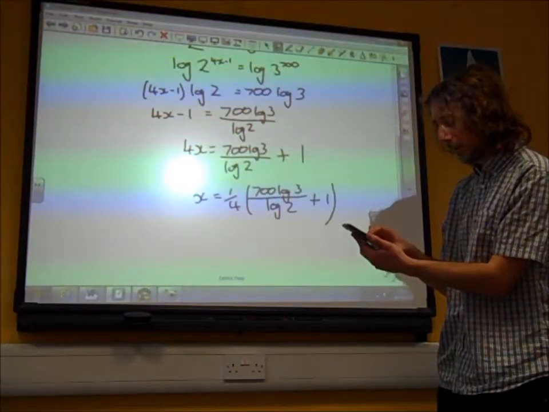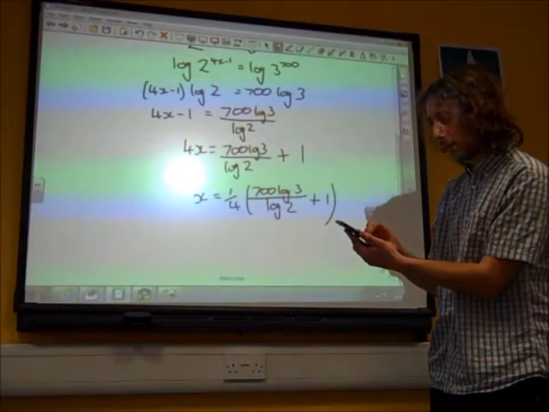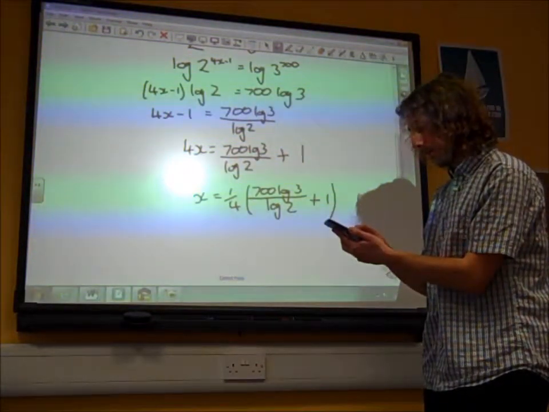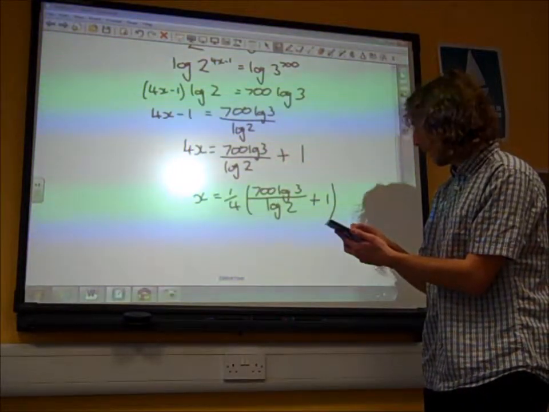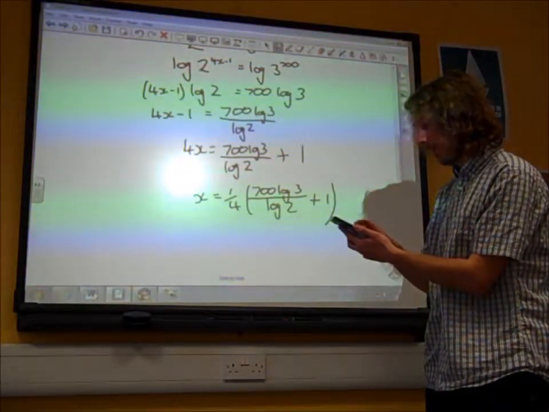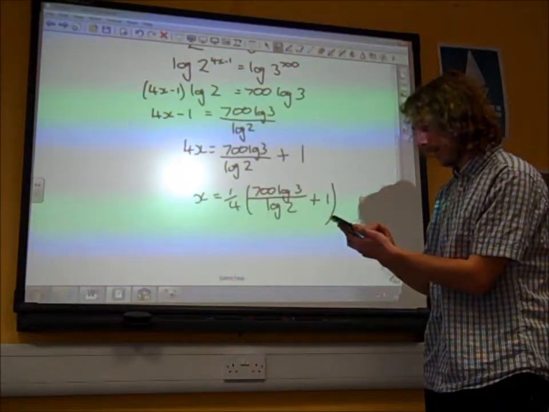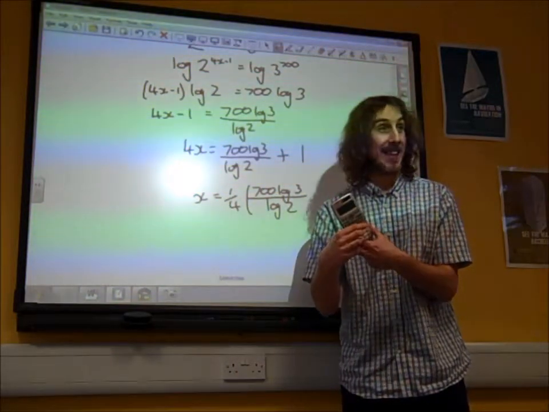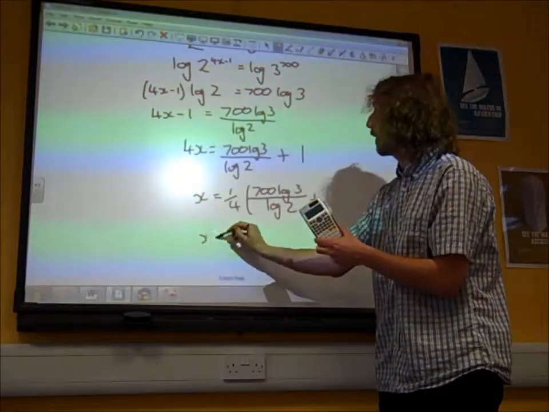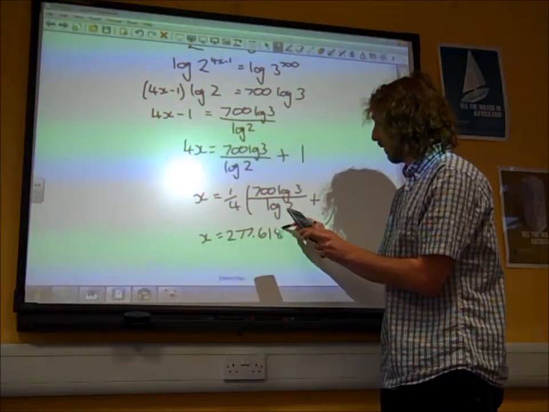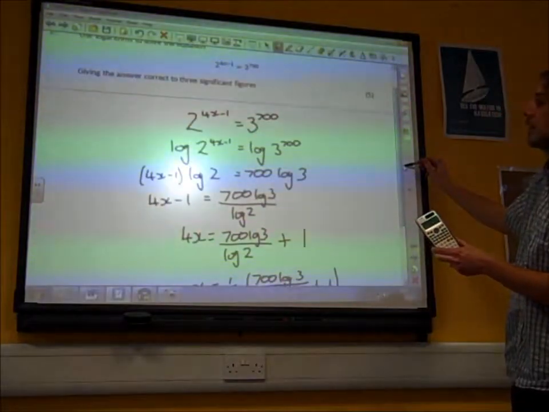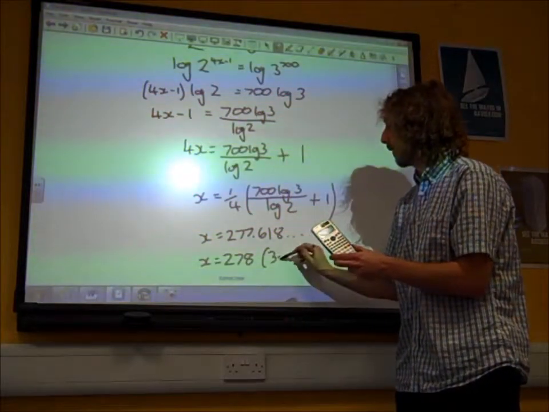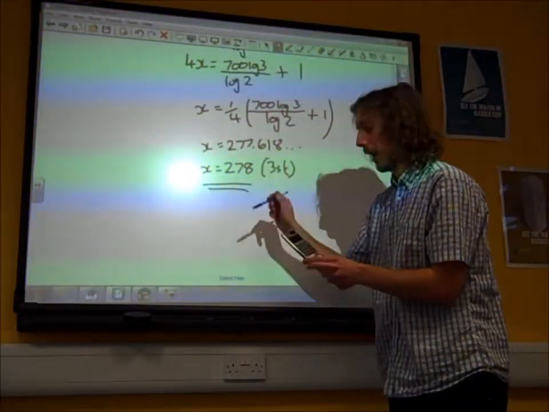So we've got a quarter. We can use this calculator's delightful fraction notation there. I'll just get on with it. 700 log 3 over log 2. The suspense is very suspenseful. It says 277.618. And the question said, give your answer to 3 significant figures, so we're going to say x equals 278 to 3 significant figures. There it is.